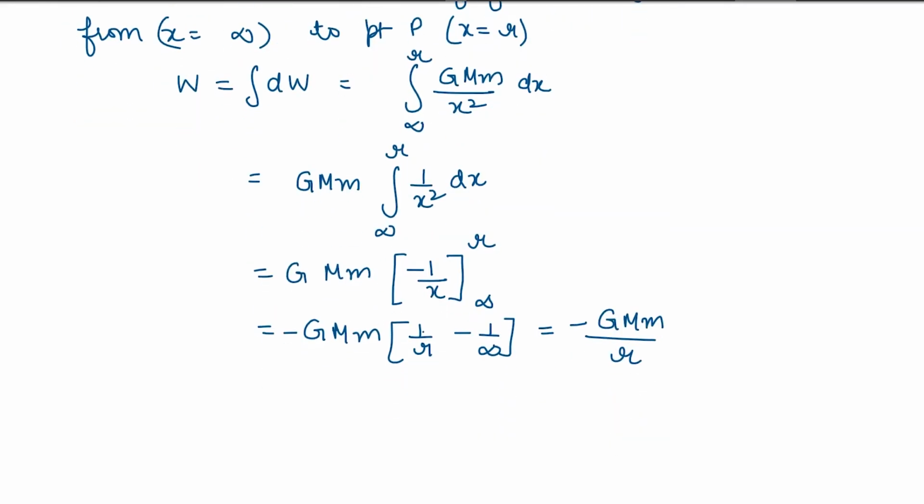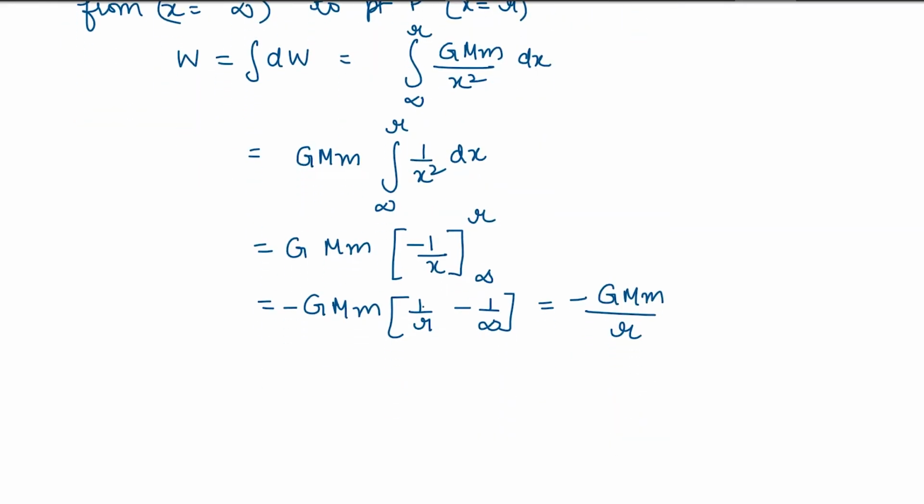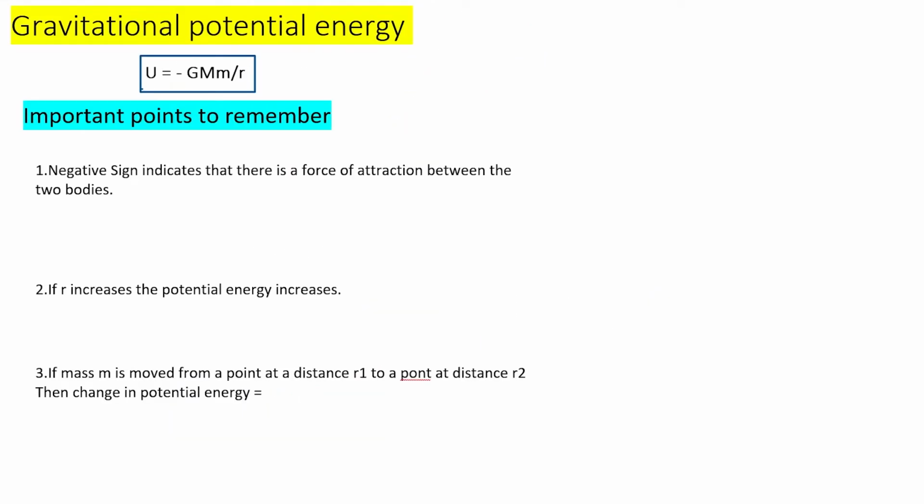So you can say that by definition we know this work done is equal to gravitational potential energy. So potential energy, which we represent by U, is given as minus GMm by r. So this is your expression for gravitational potential energy. U is equal to minus GMm by r. Now here we have to remember certain things. Important takeaways from this derivation.